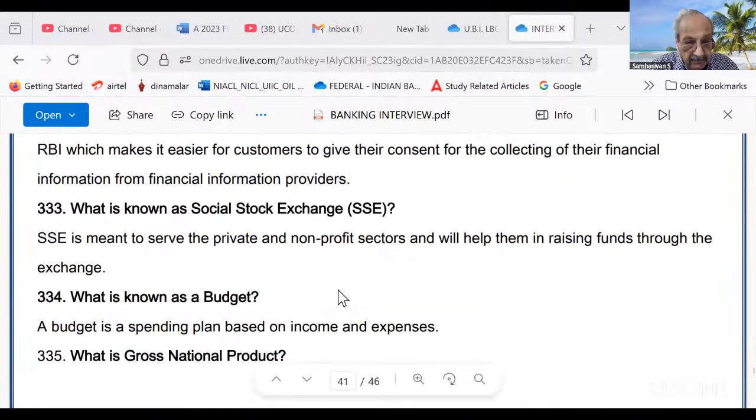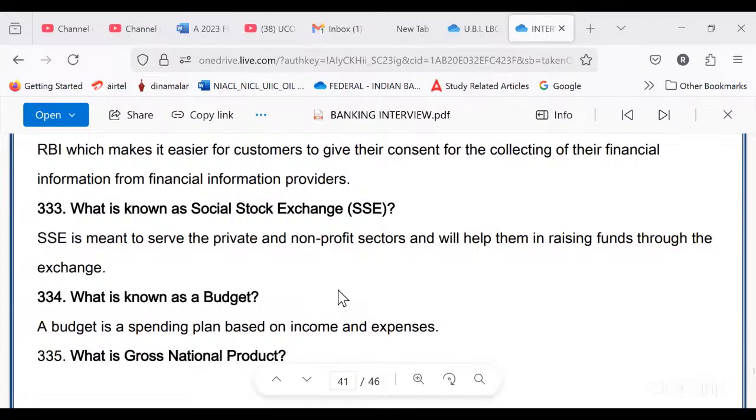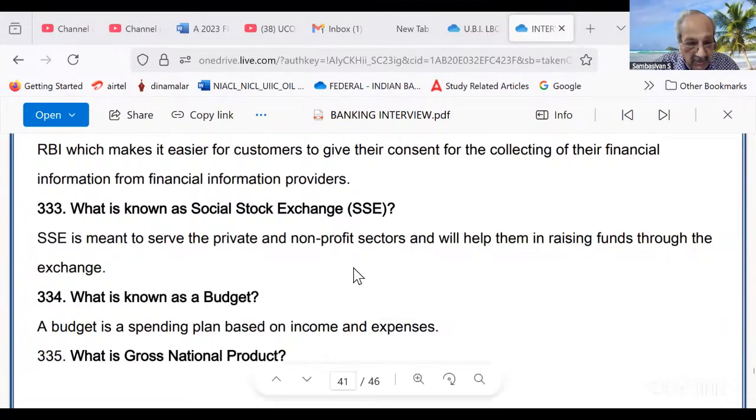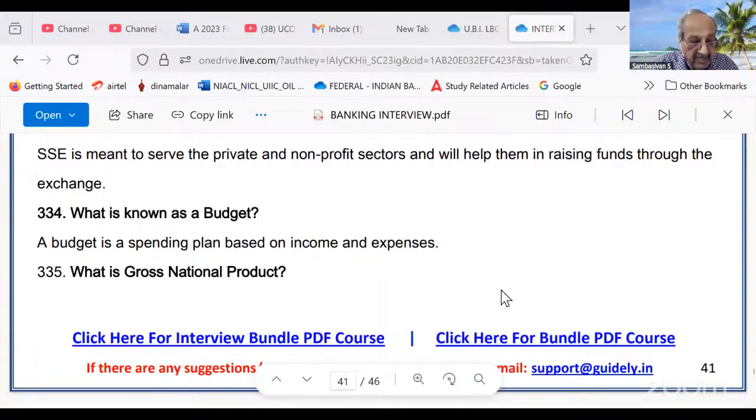Continue. What is known as the social stock exchange? Social stock exchange is meant to serve the private and non-profit sectors and will help them in raising funds through the exchange. But this is not a very commonly asked question. Continue. 334.